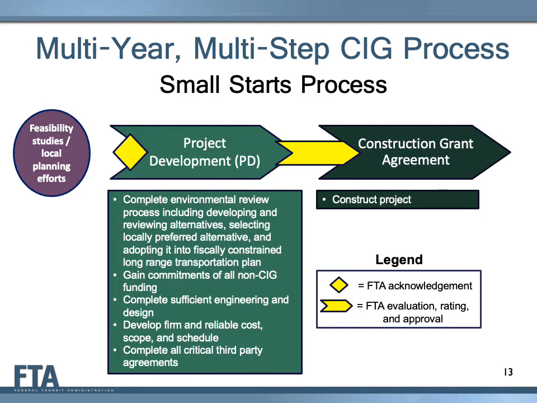The law requires FTA to evaluate and rate small starts projects prior to awarding a construction grant, as shown on the chart by a yellow arrow. By law, a project must receive at least a medium overall rating to be eligible for a construction grant agreement. In the next few slides, we will go into more detail on each of these steps.